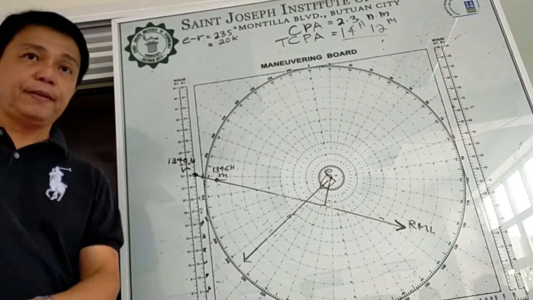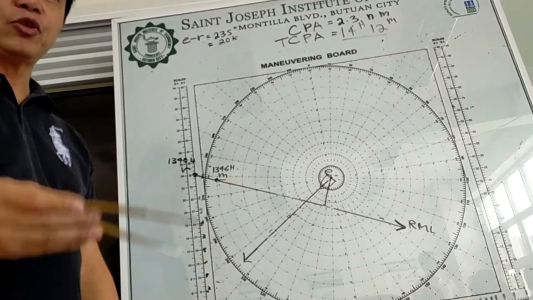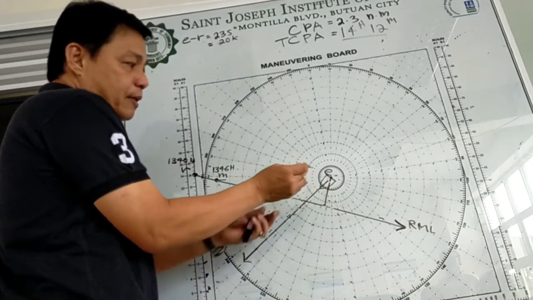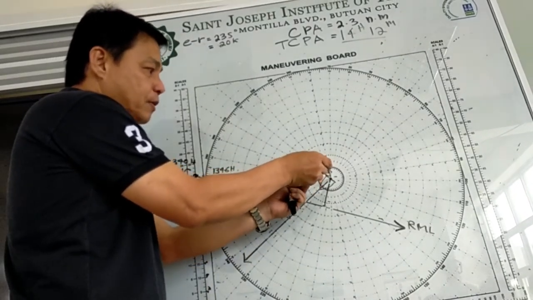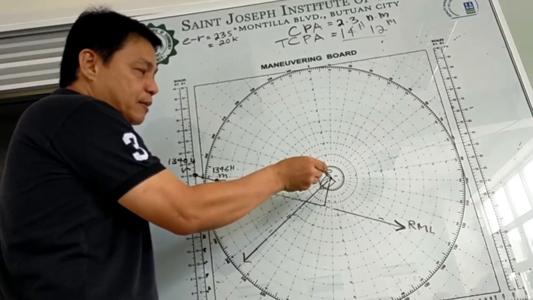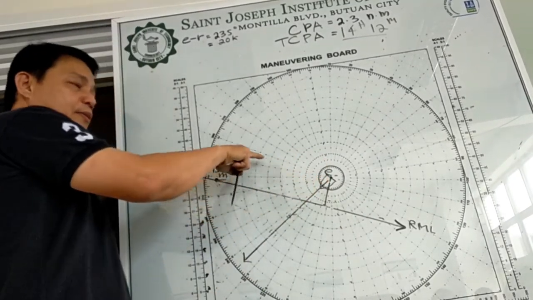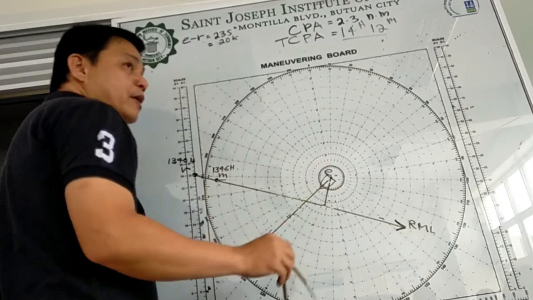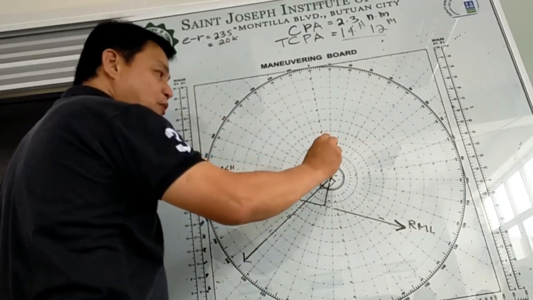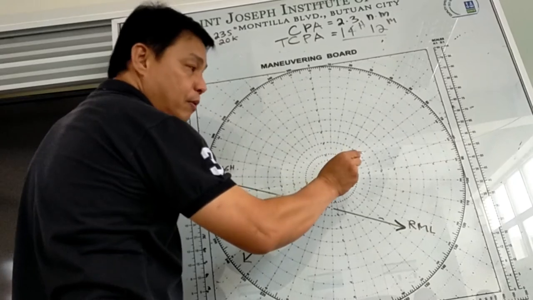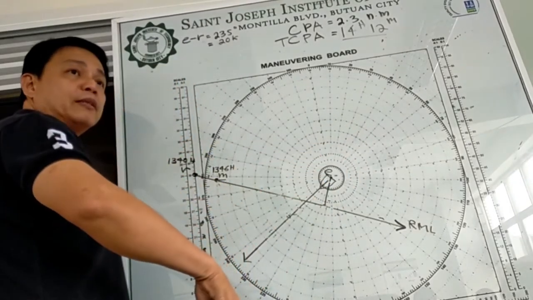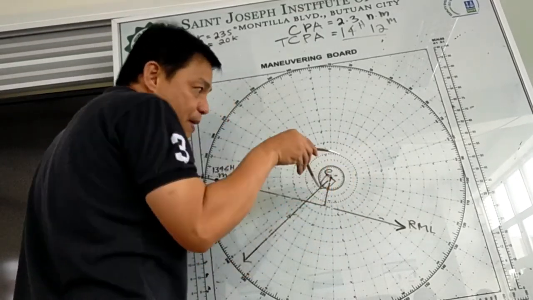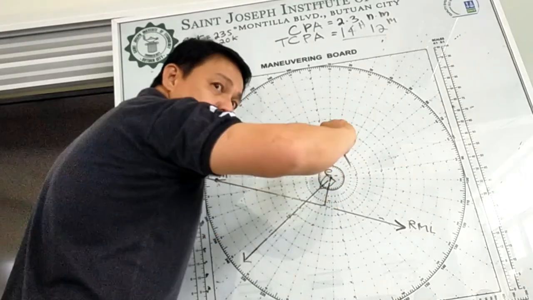The company policy, according to CPA, is 3 miles. So we will just clock 3 miles. So 1, 2, 3. That is 3 miles. If you are going to alter to the starboard, you are going to swing your 3 miles at the bottom. If you are going to alter to port, you are going to swing 3 miles at the top.